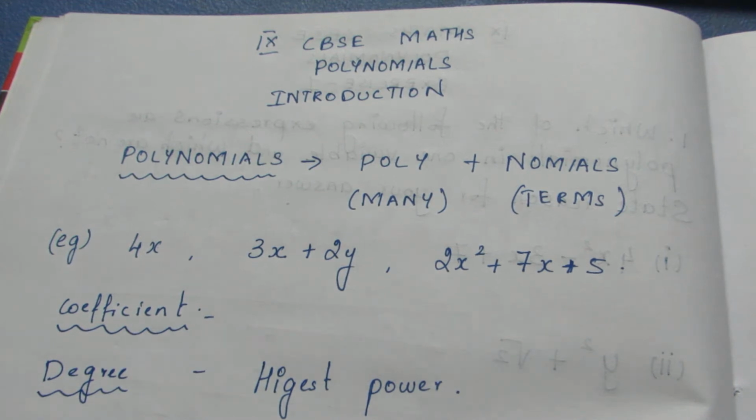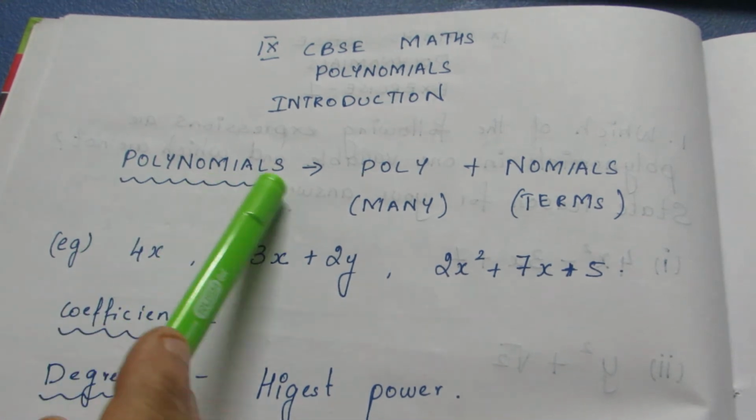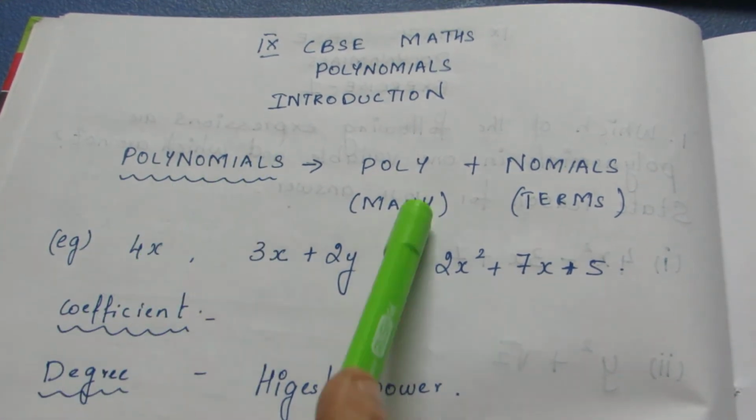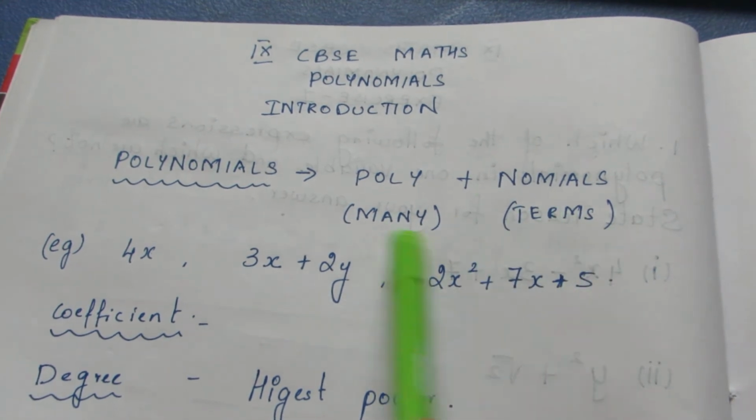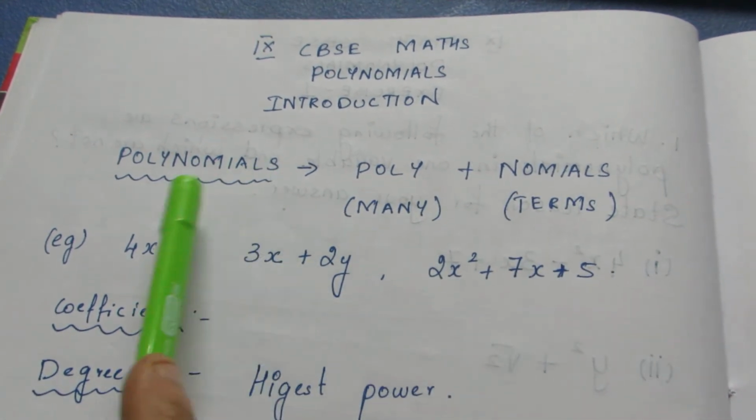The thing is, polynomial can be written as poly plus nomial. Poly means many, nomial means terms. So many terms join together to form a polynomial.